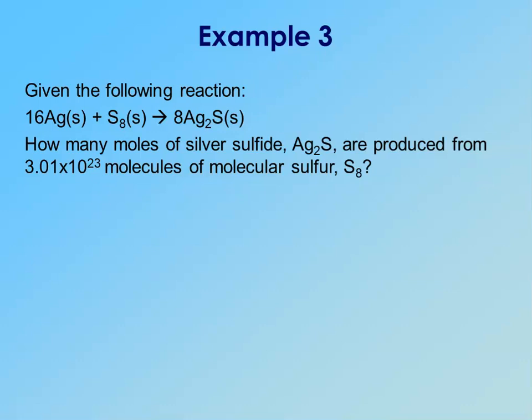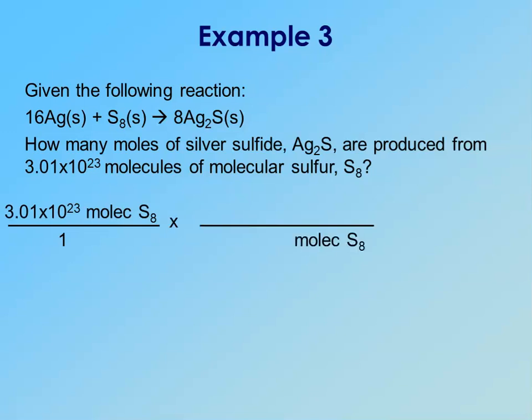You have to have that balanced equation to be able to solve a stoichiometry problem, and you have to be able to identify what you're being given and of what substance and what you're trying to find out about your other substance. Here we want to know how many moles of silver sulfide, Ag2S, are produced from 3.01 times 10 to the 23rd molecules of molecular sulfur. I start with what I'm given, the 3.01 times 10 to the 23rd molecules of S8. Because that's what I'm starting with, that's what I want to cancel out, so it goes in my denominator. I'm trying to find out about moles of silver sulfide, so that's going to go in my numerator.